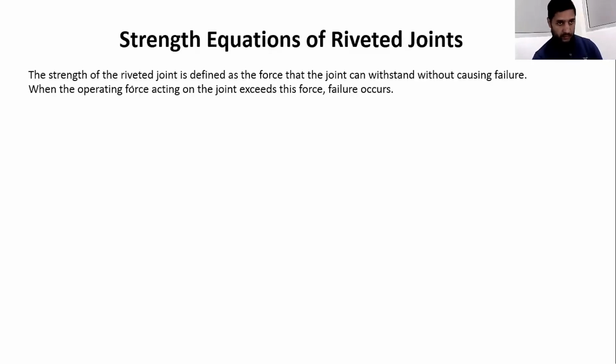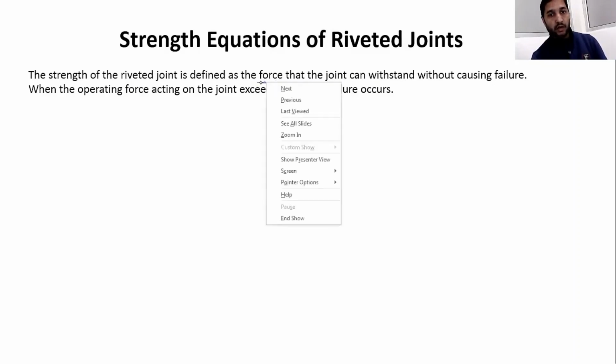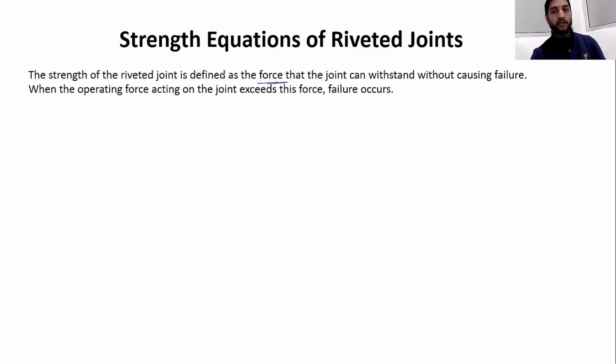As you know, what is strength? Strength of the riveted joint is defined as the force that the joint can withstand. So keep this in mind, that strength is the force. Whatever force we are applying on any joint, if that joint is withstanding that particular force, that is called the strength of that particular joint. If any joint is not withstanding that particular force, then the joint is definitely going to fail.